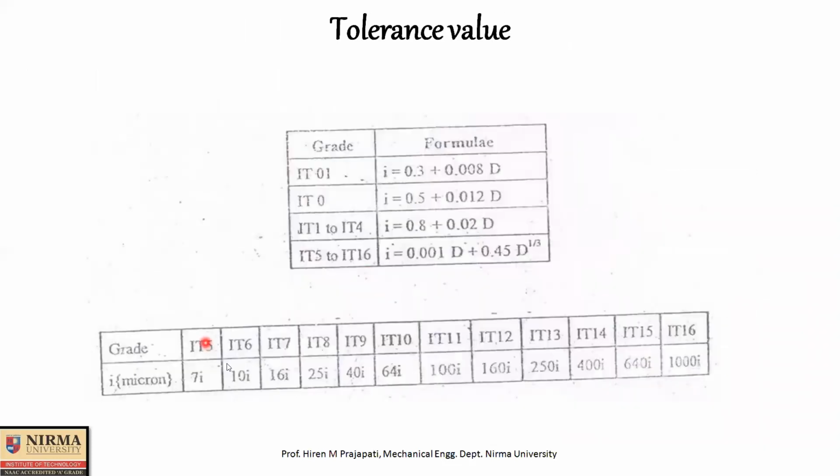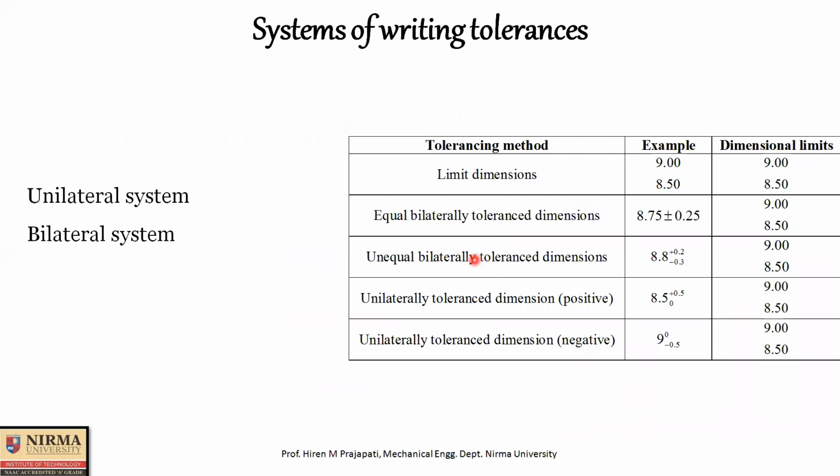These are the equations in summarized form. So IT 5 to IT 16: 7 times i, 10 times i, up to 1000 times i, and the equation of small i is given here. These equations we will be using today to solve one problem.